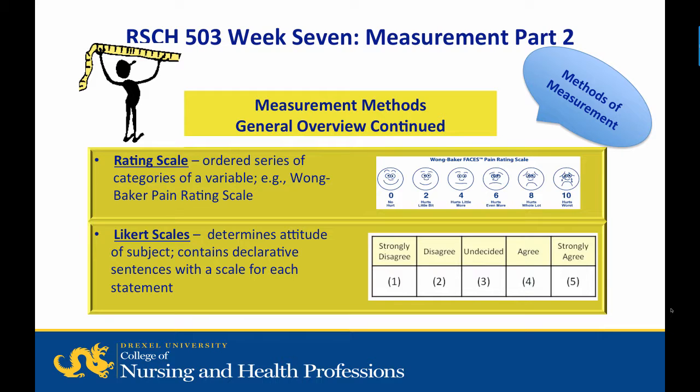A Likert rating scale determines the opinions or attitudes of a subject and includes a declarative sentence with a scale after each statement. For example, a popular scale includes declarative sentences with the following response choices: strongly disagree, disagree, undecided, agree, and strongly agree. Each response is given a numerical value, and an overall score is obtained on the rating scale by summing the items.